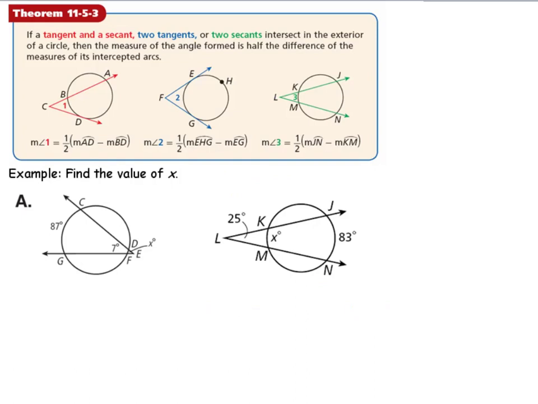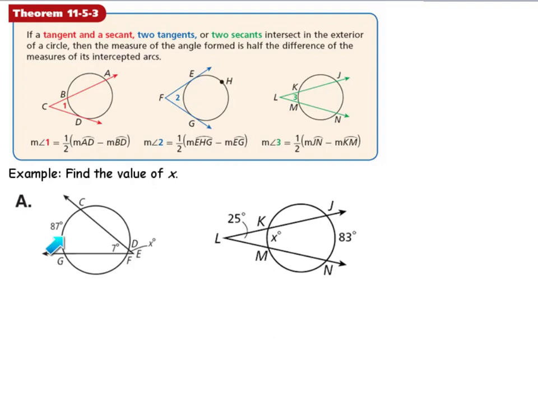More theorems, woohoo! All right, so we have 3 cases here. If a tangent and a secant, 2 tangents or 2 secants intersect on the outside of the circle, then the angle is actually the difference divided by 2. Okay, the outer minus the inner divided by 2.